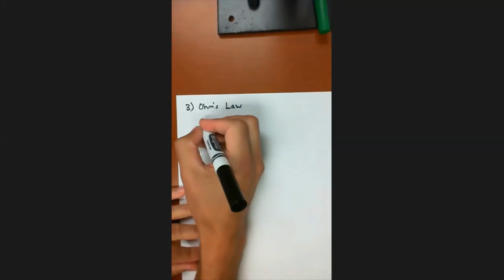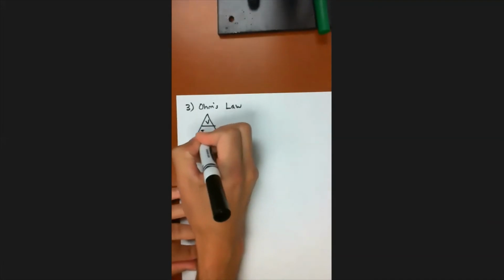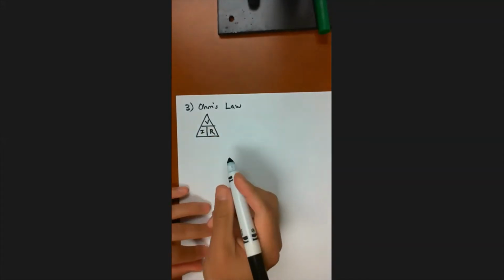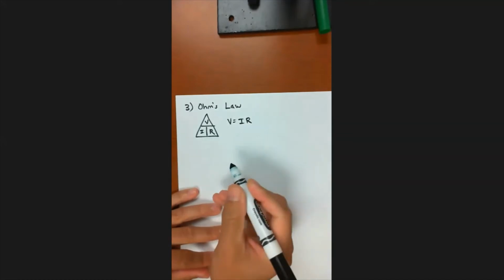So, yeah, we already talked about this. You can remember it however you want. Some people like to draw a triangle, and they put V and I and R, and then cover up whichever one you're wanting to solve for. Or, like I said last time, you can just remember V equals IR.